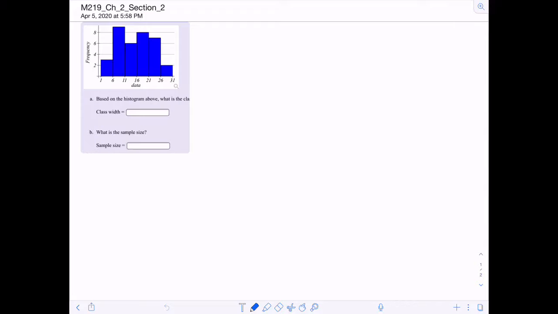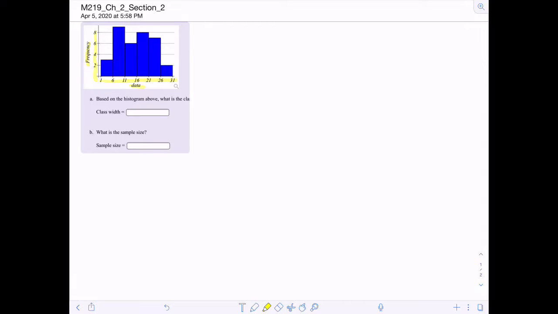In this example, we're going to discuss the given histogram and class width and the total number of data in our sample. So the first thing I want you to notice is that we have the x-axis, which is clarified as data, and then the y-axis, which is our frequency.